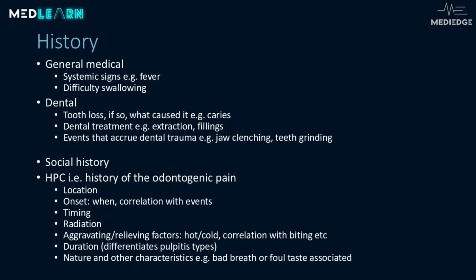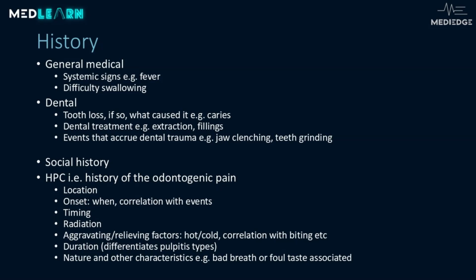And also, we need to ask about the history of the symptoms. The first question to ask is location. Where is the pain? Can you localize it? Or we need to consider also referred pain. We need to confirm the location clinically. Then we ask about onset. When did it start? Was there a specific incident, such as trauma, biting, or recently any dental treatment done in the area? Then we ask about timing. How often does the pain occur? Is it a constant ache or intermittent pain? Is it in the morning or at night time? Is there any specific time?